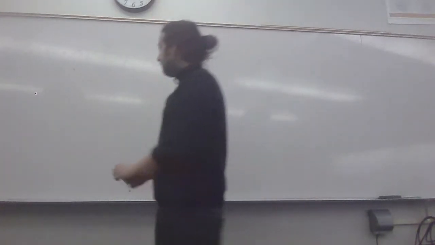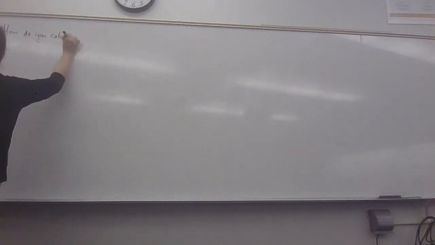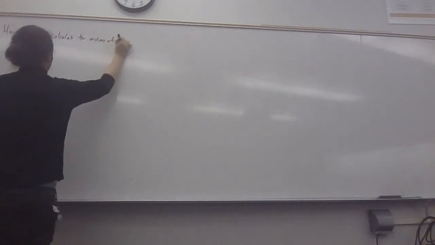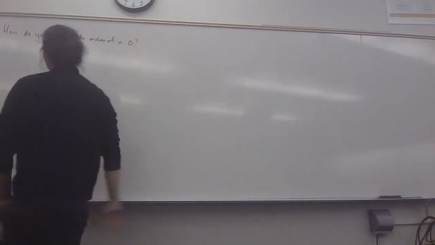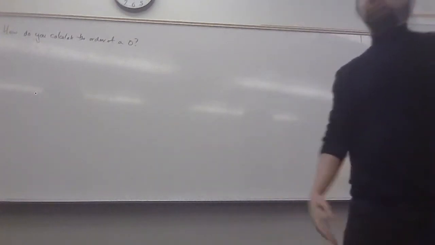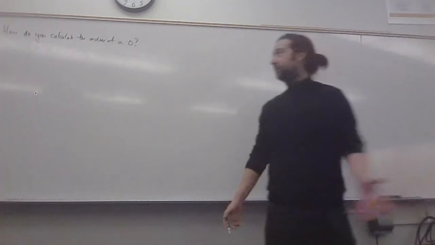Oh yeah, how do you check? I can't believe that you guys haven't seen this before. How do you calculate the order of a zero? It's a reasonable question to want to be able to know the answer to, given the number of poles of meromorphic functions that you're being asked to work with.